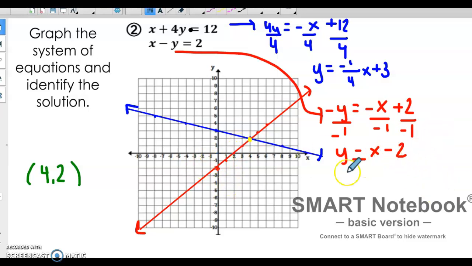Remember, the negative 2, that's the y-intercept, so you're going to put a point at negative 2 on the y-axis, and then your slope here is 1. So you're going to go up 1 over 1, up 1 over 1, up 1 over 1, and graph your line.